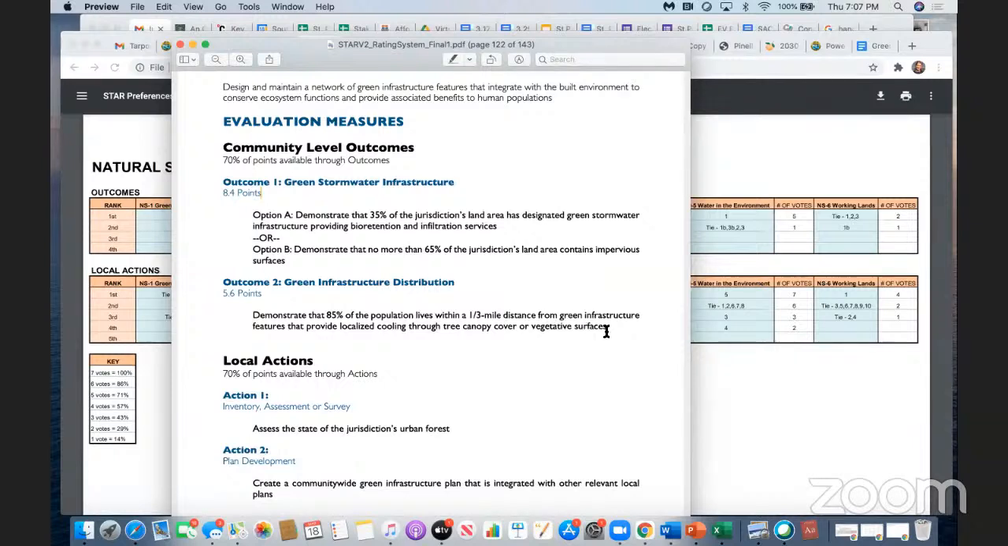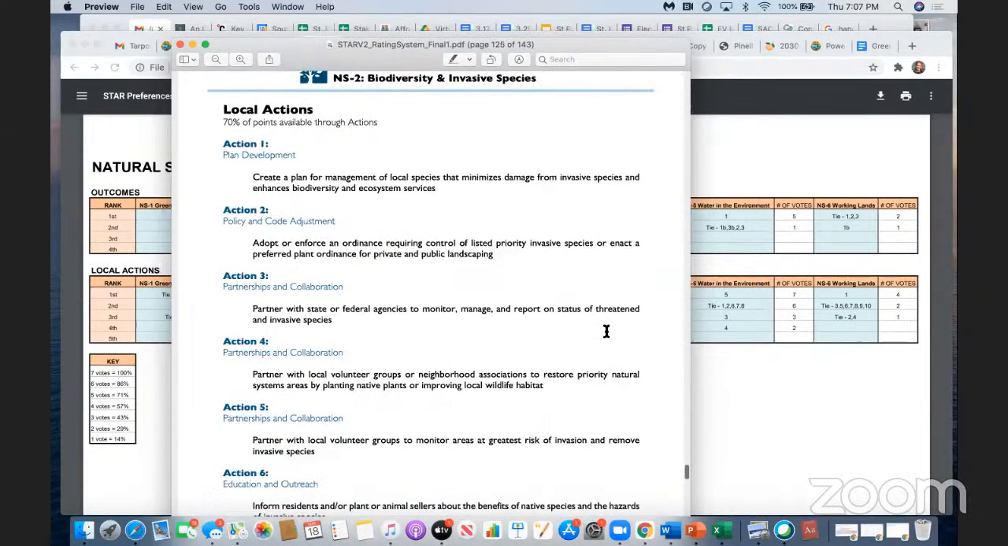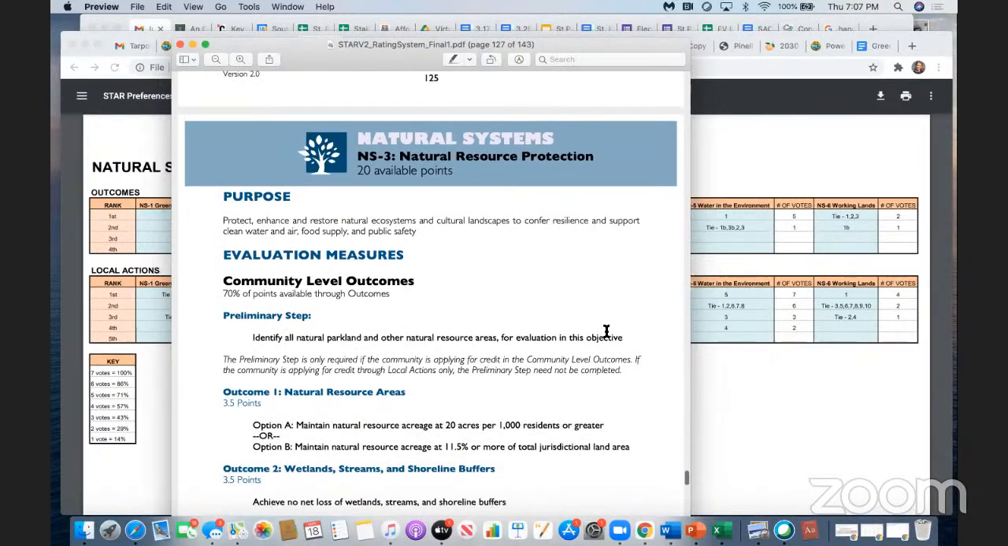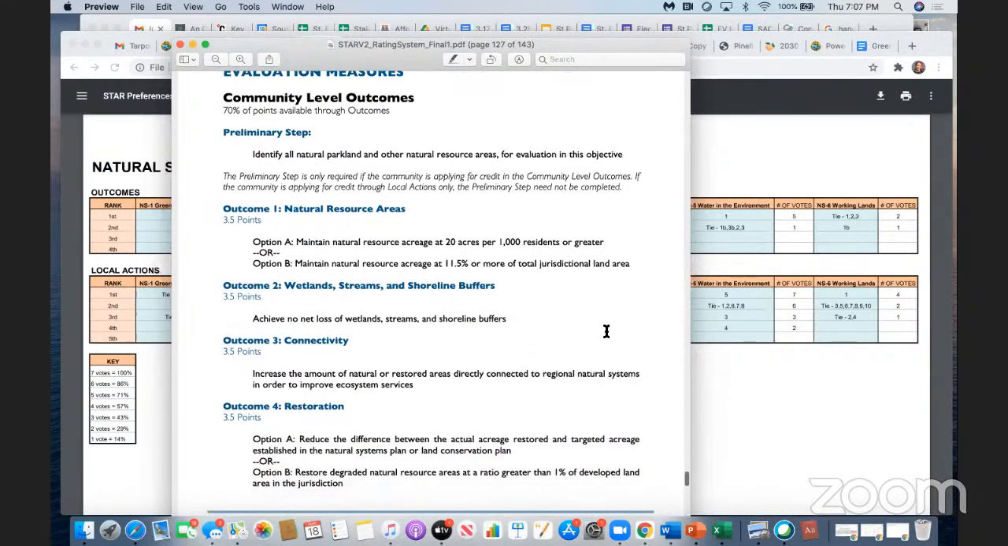So the next one is natural systems 3. So I'm scrolling back down to natural resource protection. Outcome number 3 is connectivity. So that received 4 votes as well. So increase the amount of natural or restored areas directly connected to regional natural systems in order to improve ecological service or ecosystem services.